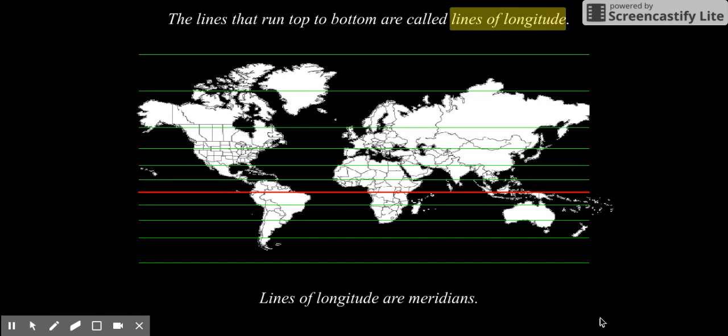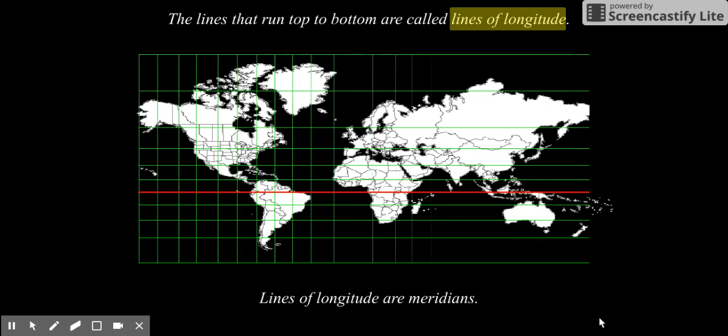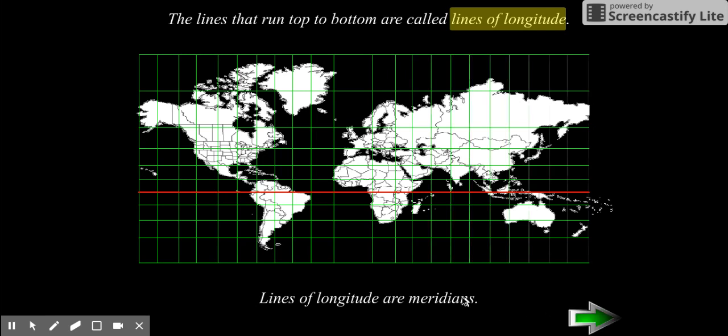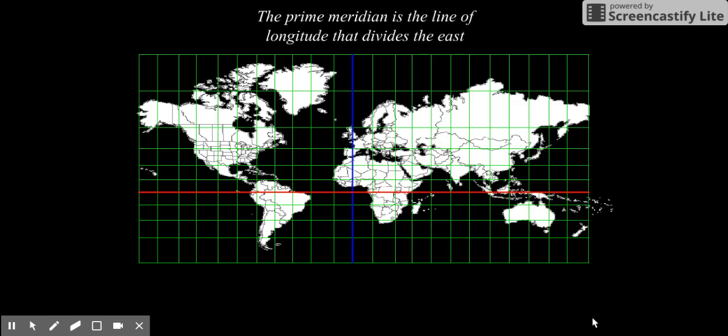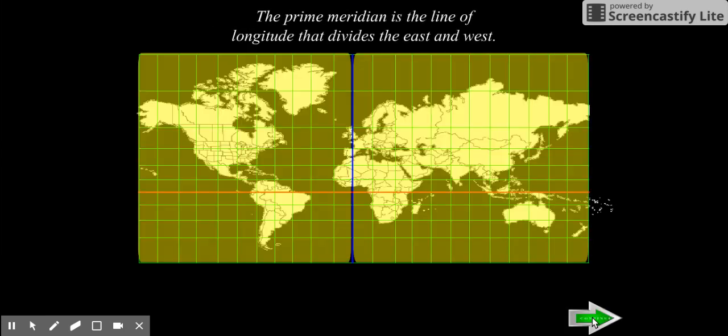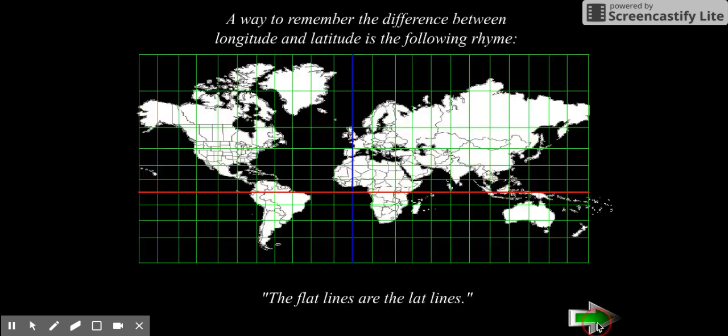The lines that run top to bottom are called lines of longitude. Lines of longitude are meridians. The prime meridian is the line of longitude that divides the west and the east. A way to remember the difference between longitude and latitude is the following rhyme. The flat lines are the lat lines.